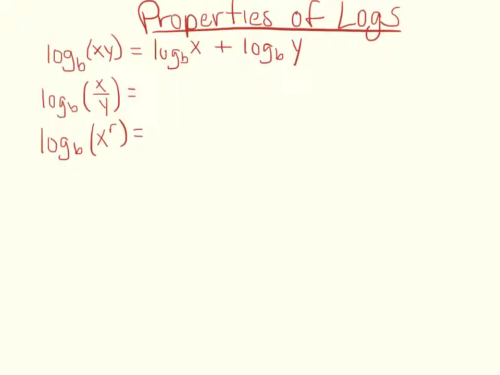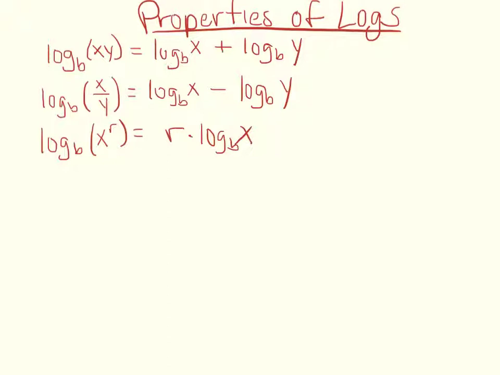Division property is very similar. If we have log base b of x divided by y, that's going to be log base b of x minus log base b of y. So multiplication, they split apart into addition. Division splits apart into subtraction. And then if we have an exponent, that exponent is going to become a coefficient. So log base b of x to the r power will be r times log base b of x, or just r log base b of x.